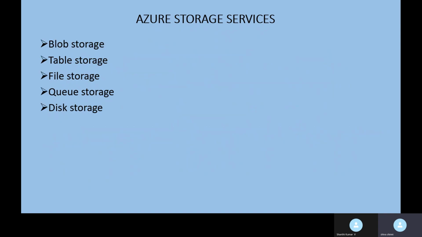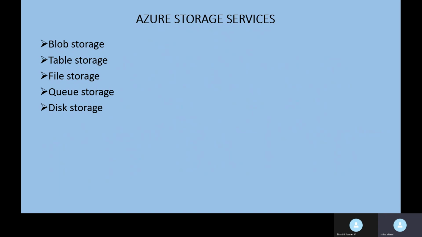So these are the services we are going to discuss now. The first one is the blob storage service. The second one is table storage. The third one is file storage. The fourth one is queue storage. The fifth one is disk storage.